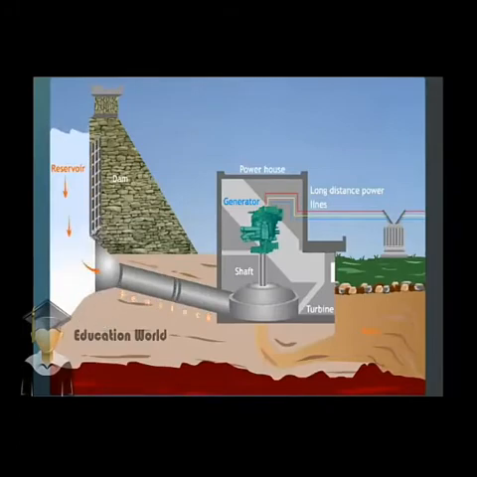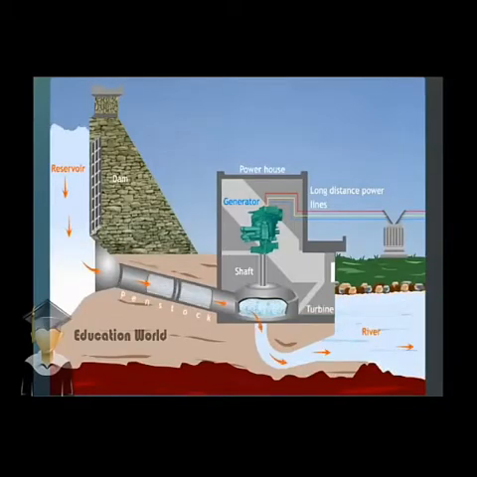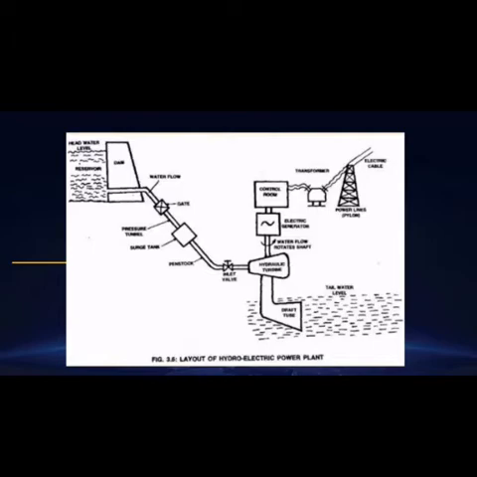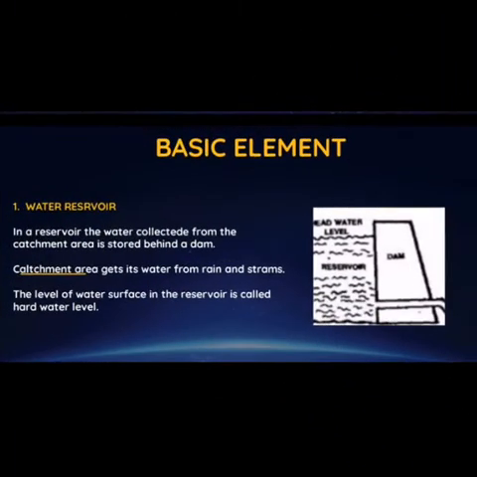Water flows through the penstock and rotates the turbine. The flowing water rotates the turbine, which is placed at the end of the penstock. The turbine in turn rotates the shaft that is connected to the coils of a generator. These coils are placed in between strong magnetic poles. The rotating shaft turns the coils. The change in plant. So next, basic elements.